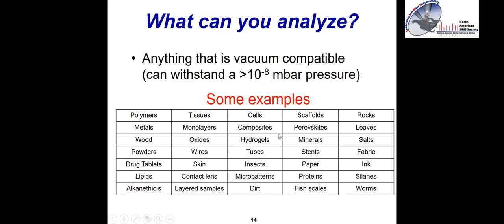So I'm not going to read this whole slide to you, but there's a wide range of things that we can analyze, and basically anything that you can stick into an ultra high vacuum environment, and even some things that typically can't go in ultra high vacuum environments can be analyzed if we freeze the samples or do some other special treatments. But you can see there's pretty much a list of almost anything you can think of that people have analyzed with SIMS. And this ranges anywhere from polymer materials to organic cells and tissues to things like dirt and even worms and other little critters.